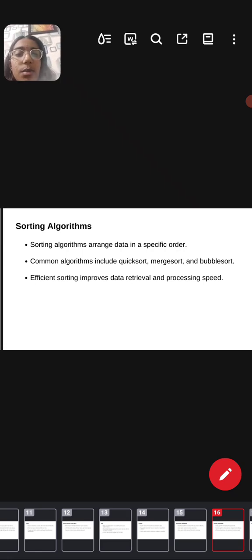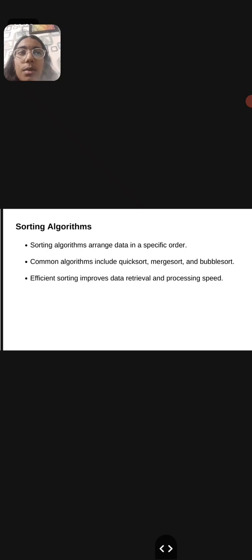Next, we learn about merge sort. Merge sort is also a kind of sorting technique. Merge sort is an efficient, stable, divide and conquer sorting algorithm that recursively splits a list into smaller sublists, sorts each sublist, and then merges them to produce a final sorted array.